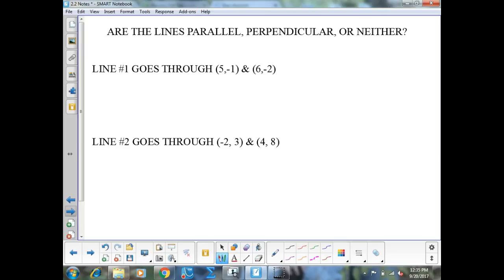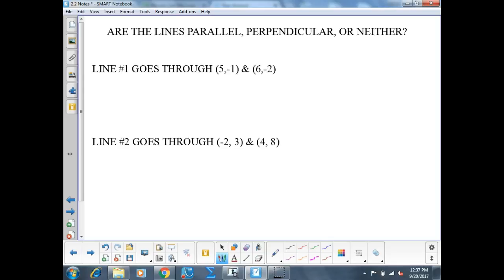Find the slope. You've got to find the slope of both lines. Then, rule number two, you have to decide if it's parallel or perpendicular. Go for it. What do we decide? Parallel, perpendicular, or neither? Neither? Perpendicular? Don't know. Well, let's figure it out.